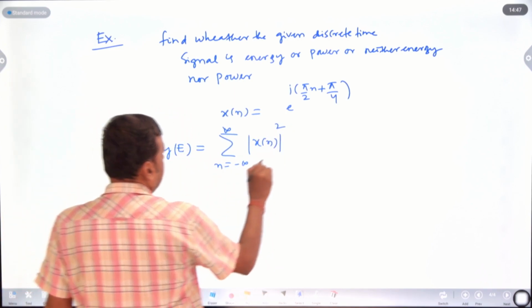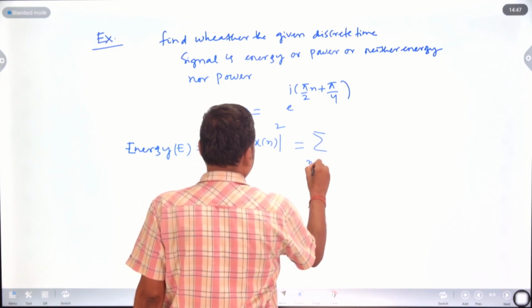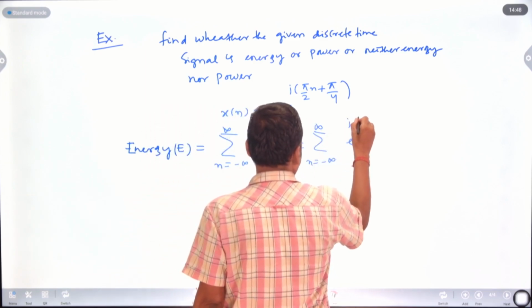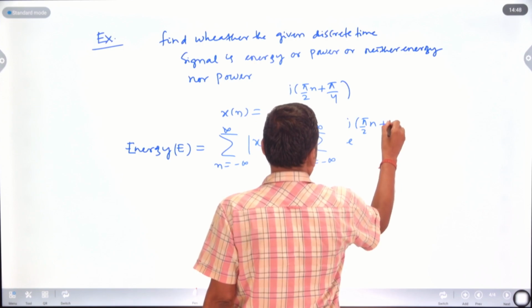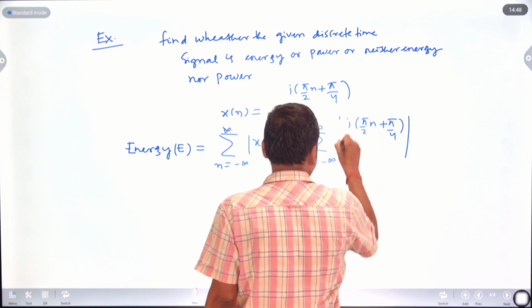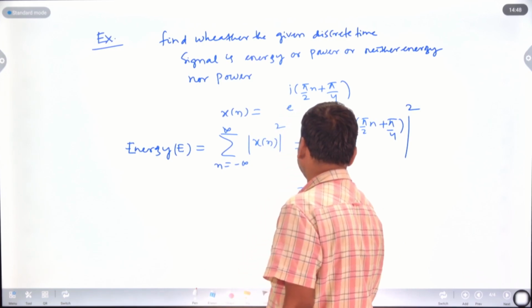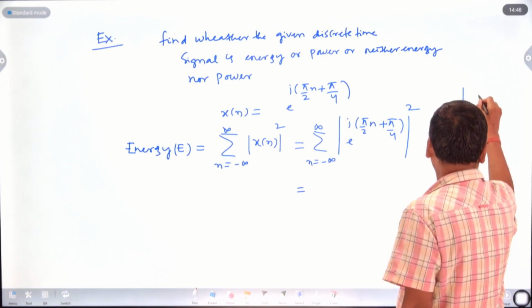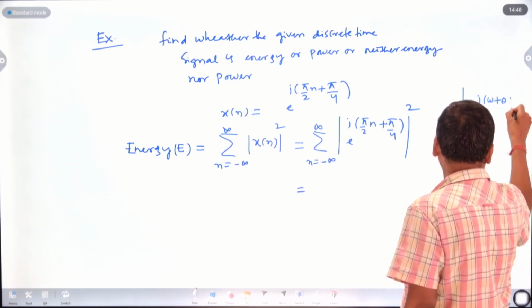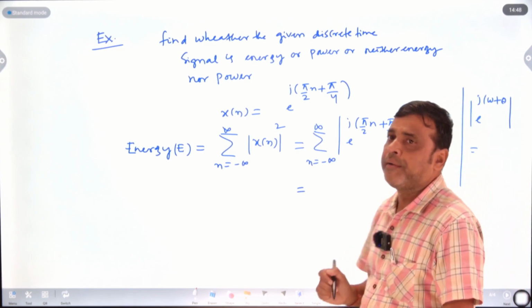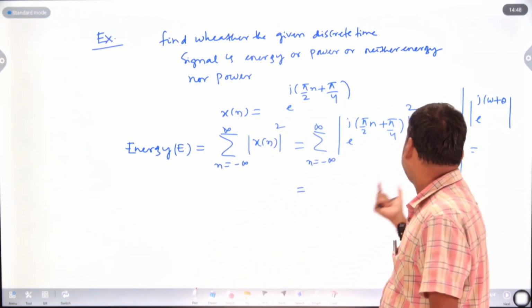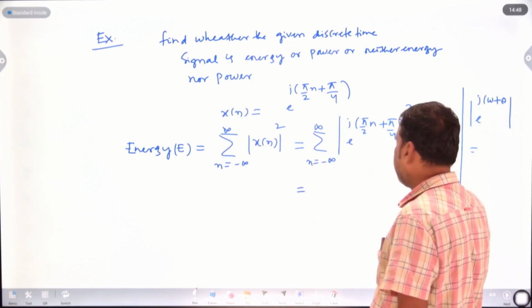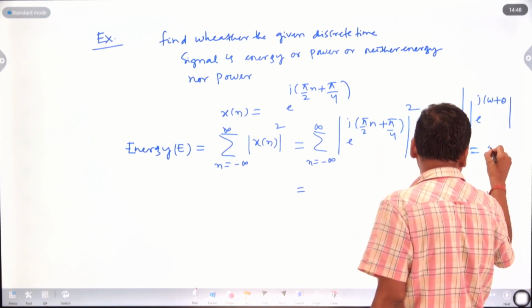In place of x of n, we will put the sum for n equal to minus infinity to infinity of |x of n|, where the value of x of n is e to the power j(pi by 2 n plus pi by 4), square. What is the value here? As you know, for e to the power j(omega plus theta), the magnitude: e to the power j theta is cos theta plus j sin theta. If you take the absolute value, cos square plus sin square will be 1. So e to the power j something has magnitude 1. The value will be 1 here.